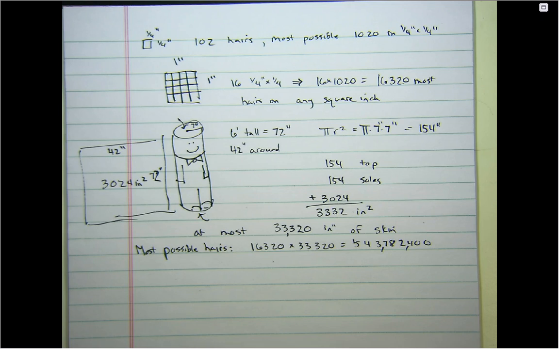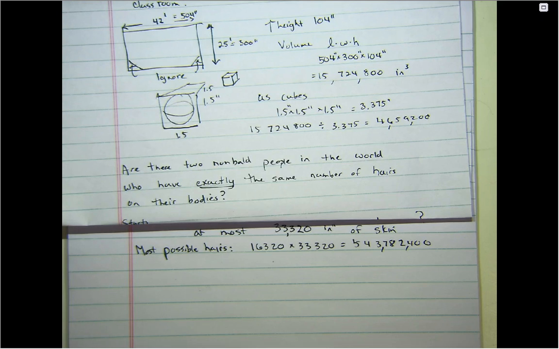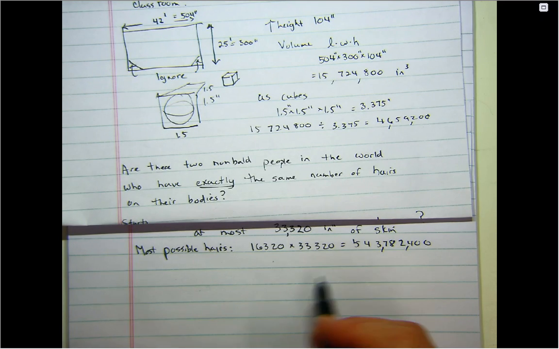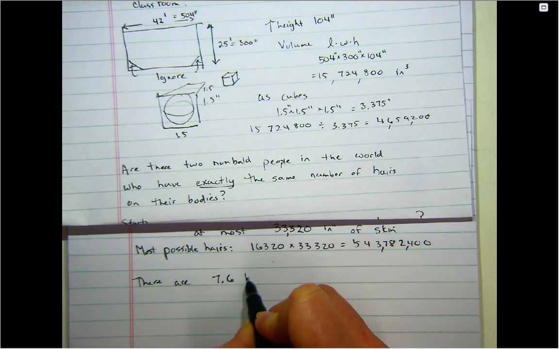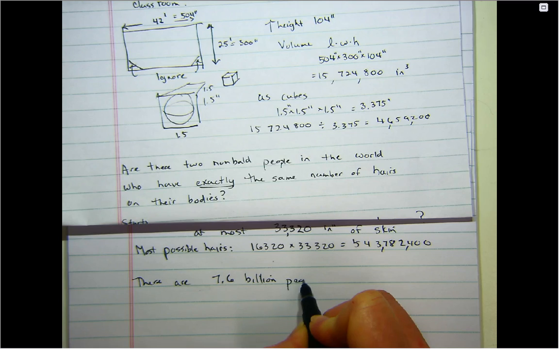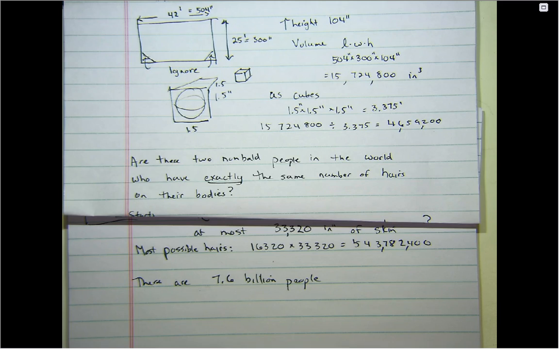Now, go back to our original question. The question we're trying to answer: are there two non-bald people in the world who have exactly the same number of hairs on their bodies? We have the most possible number of hairs, and there are 7.6 billion people. So now that we have more information, can you answer that question yes, no, or impossible to determine? Anybody have any ideas? Yes.